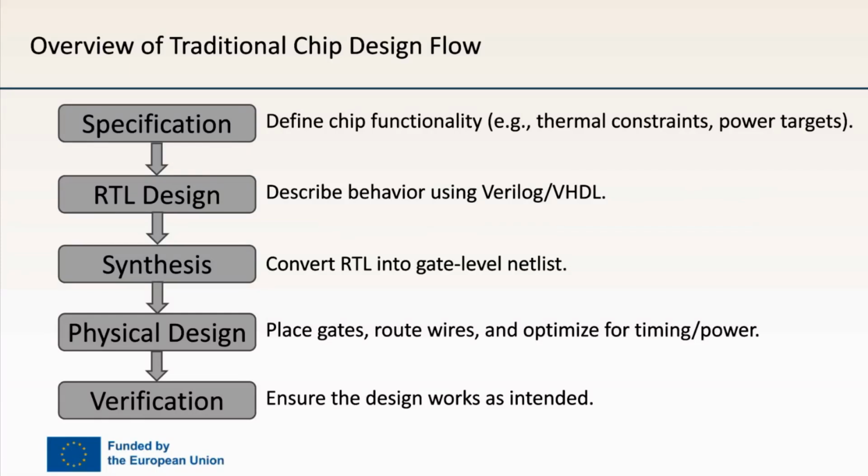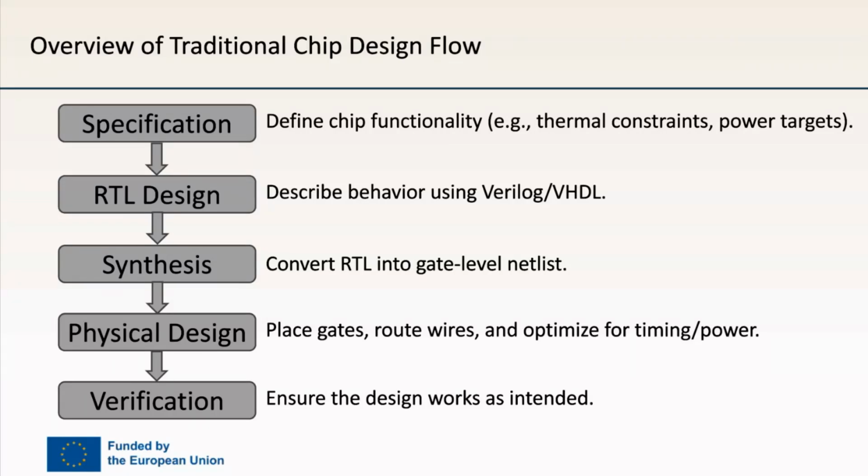Let's start by reviewing the traditional chip design flow, which comprises 5 main stages. First is the specification phase, where we define the chip's functionality and the critical constraints, such as thermal limits and power targets. Next is the RTL design, where the chip's behavior is described at an abstract level using a hardware description language like Verilog. This bridges the logical functionality of the chip with its physical implementation.